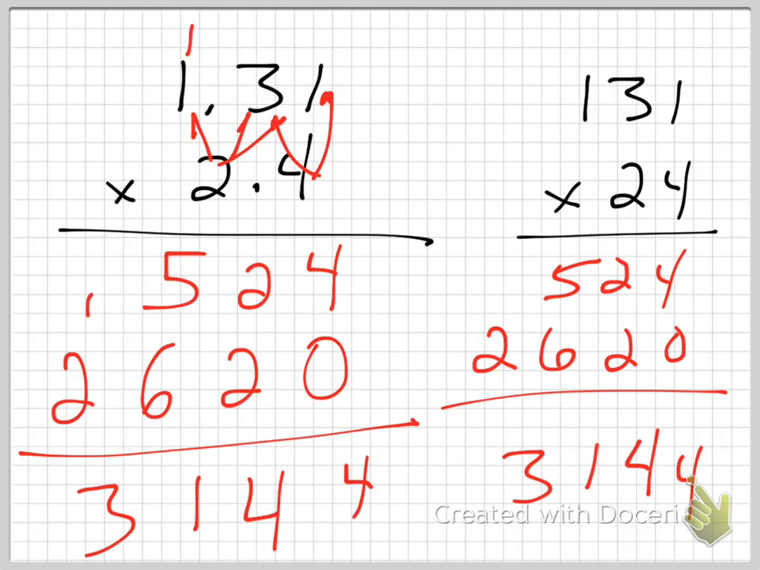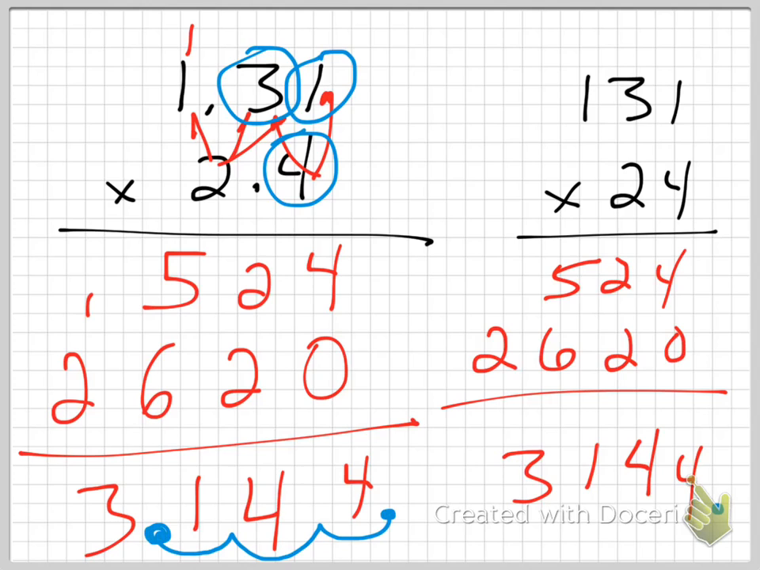That's right. You count up the total number of numbers that are to the right of the decimals. 1, 2, 3. You see that? There are 3 numbers to the right of the decimals. Since there are 3 numbers to the right of the decimals, we're going to move the decimal place. The answer is 3,144. Instead of it being here, we're going to move it over 1, 2, 3. Why there? Because there were 3 numbers to the right of the decimal. So the answer is actually 3.144.